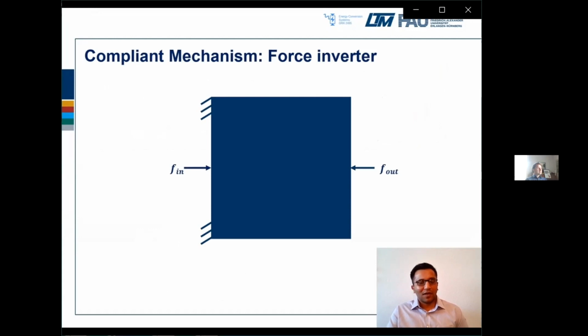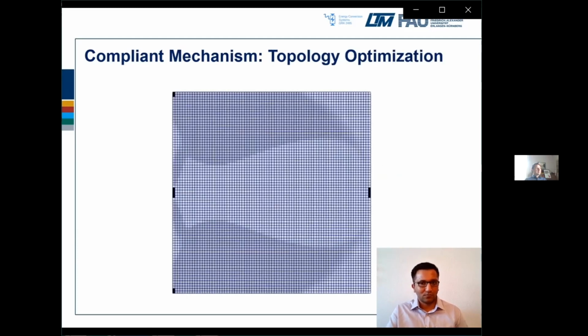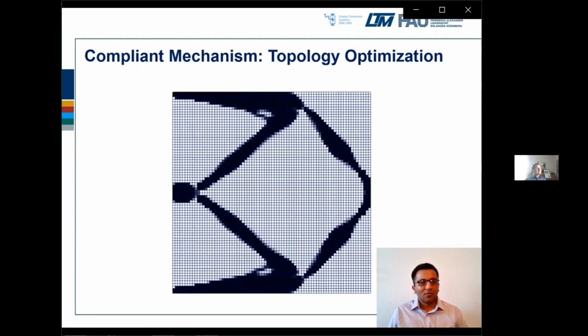To understand compliant mechanism, let us consider an example of a force inverter. In a force inverter, we are providing an input force in positive x direction on the left wall, and our goal is to obtain a force in negative x direction on the right wall. To obtain this mechanism, we use topology optimization technique. In topology optimization technique, the density distribution of the domain is varied to obtain such a mechanism.